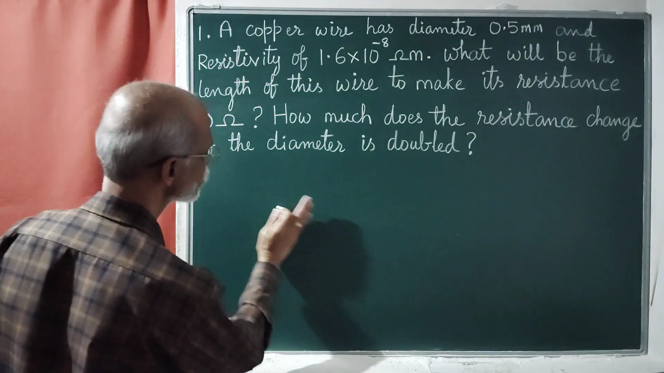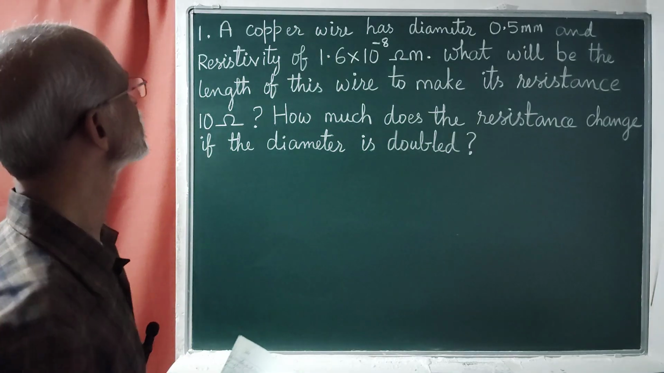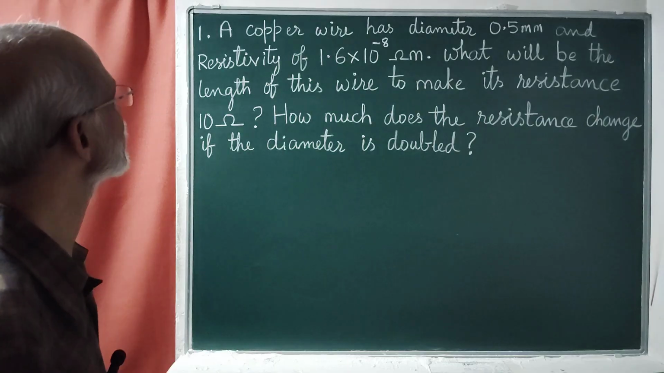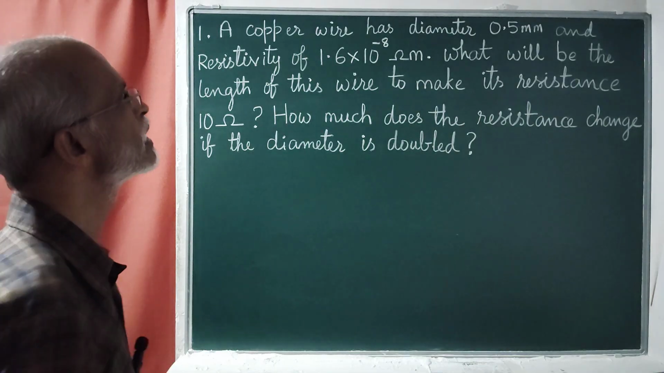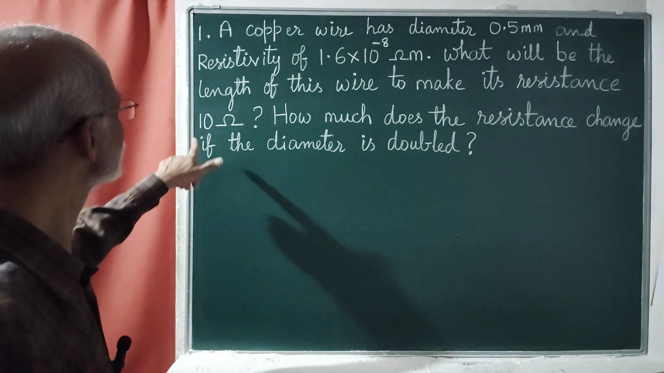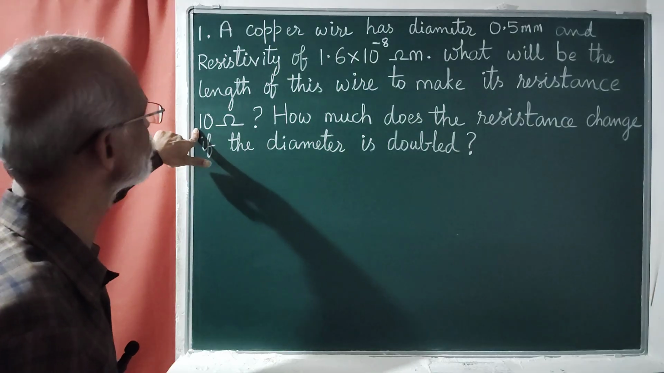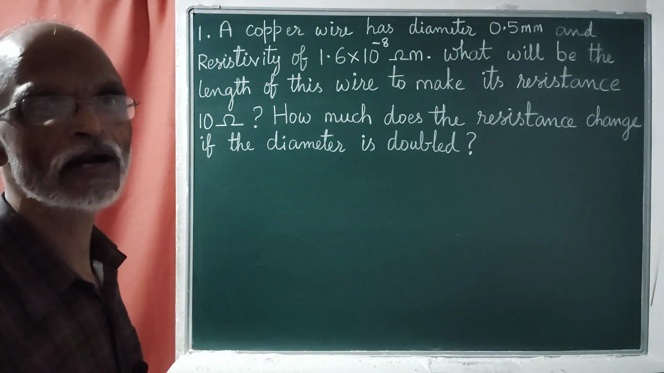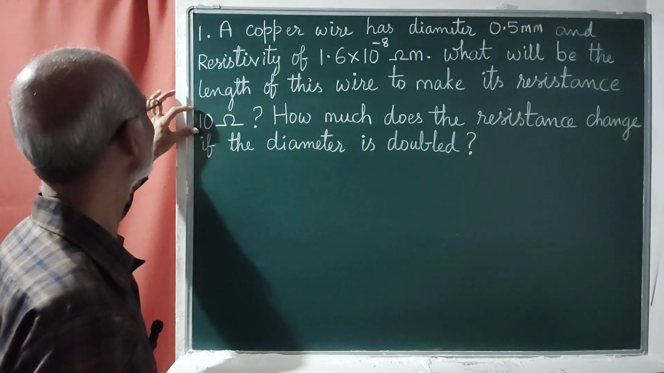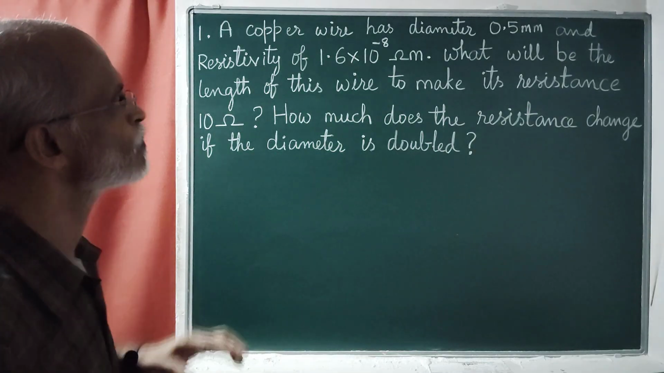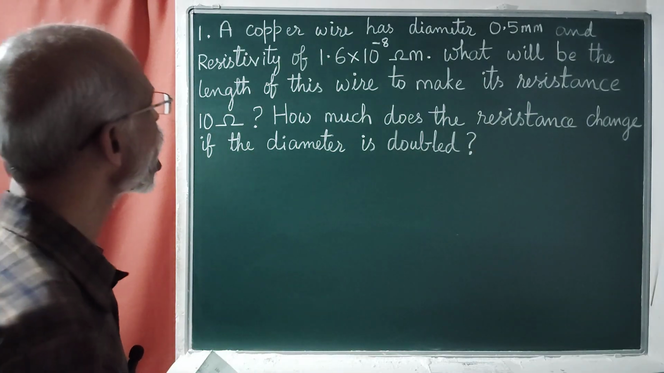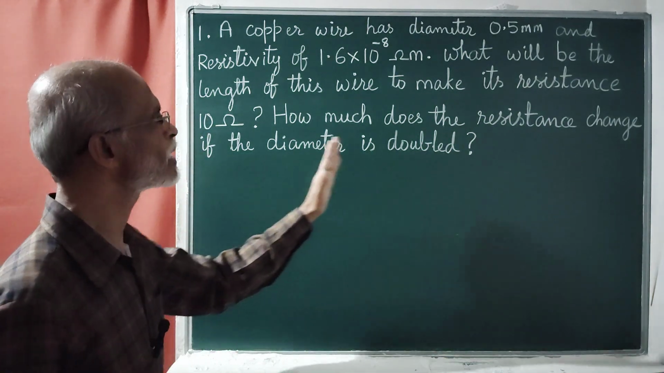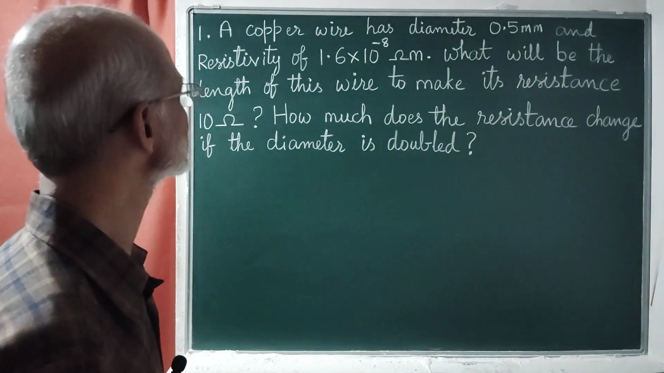So there are two parts in the question. The first thing, they have given the diameter of the wire and the resistivity, and the resistance we have to achieve is 10 ohms. They are asking us to find the length of the wire required to get a resistance of 10 ohms. Part 2 says how much does the resistance change if the diameter is doubled. So first we will answer part 1.